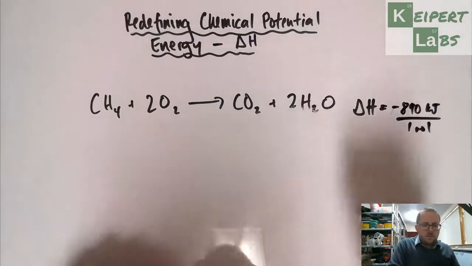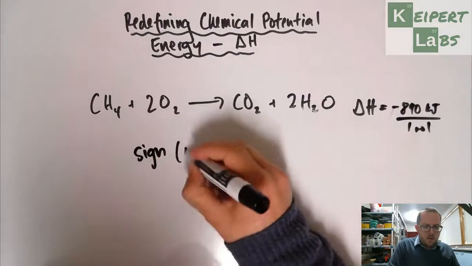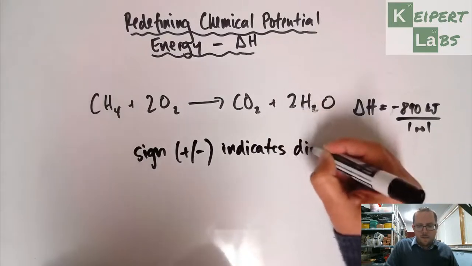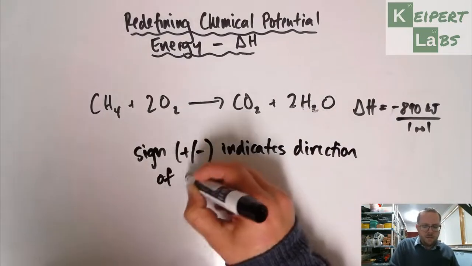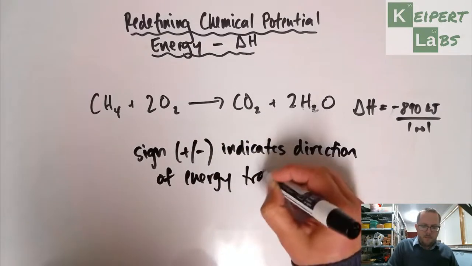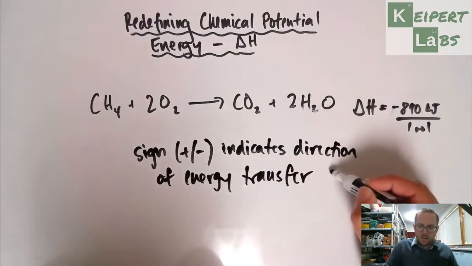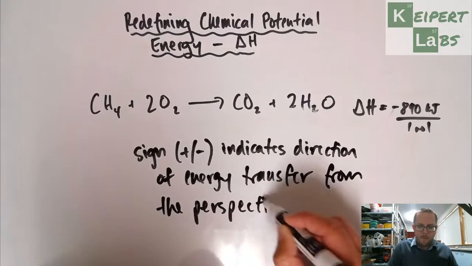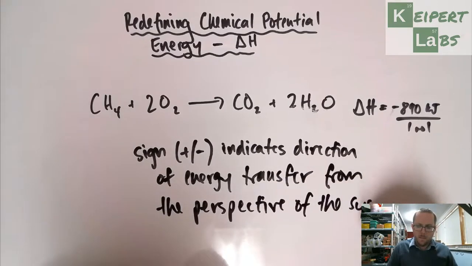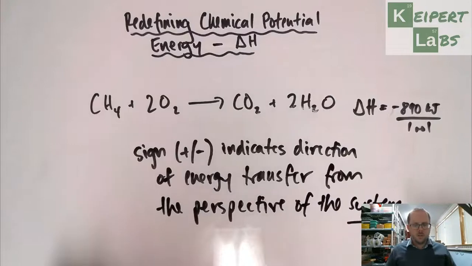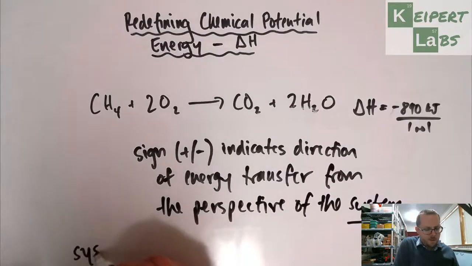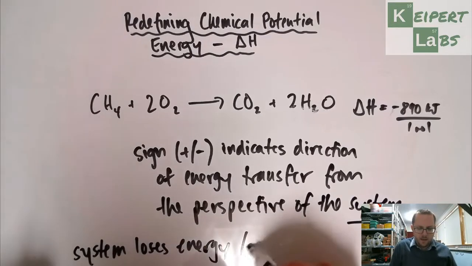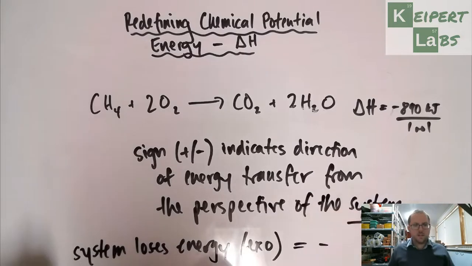Now, the sign indicates the direction of energy transfer from the perspective of the system. So this is important here. If the system loses energy, that is exothermic, which equals a minus sign.